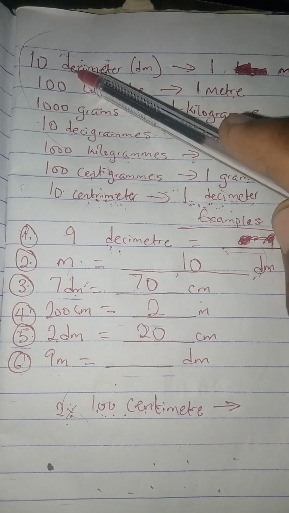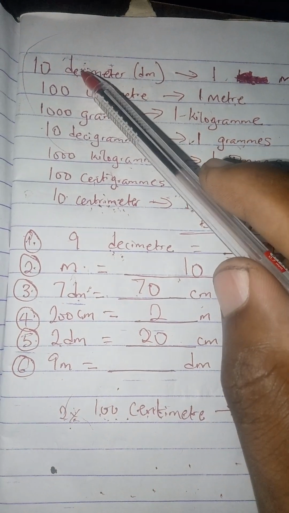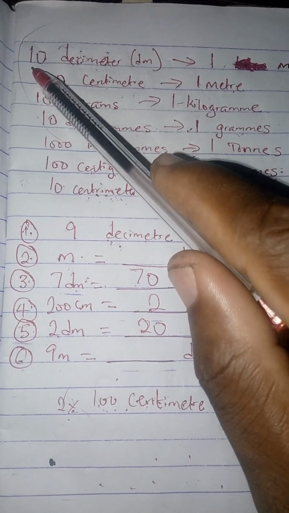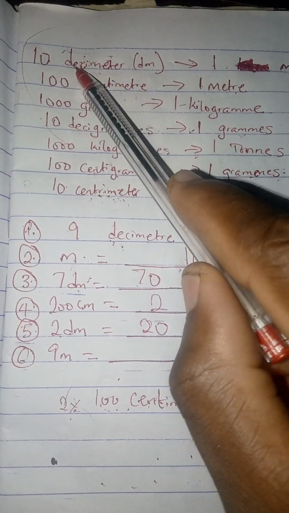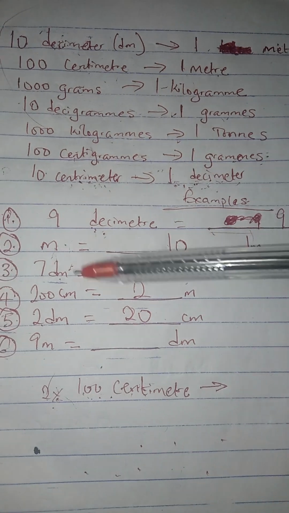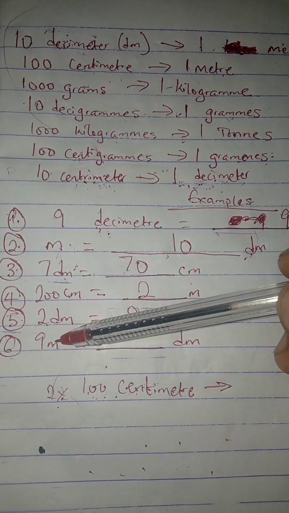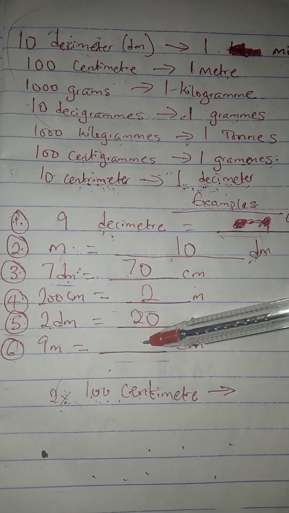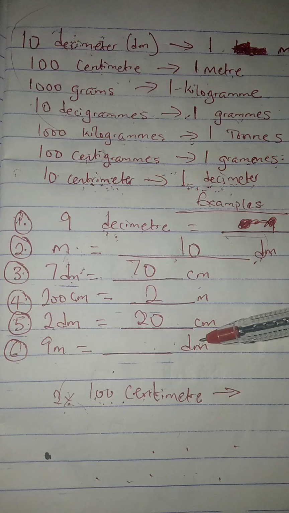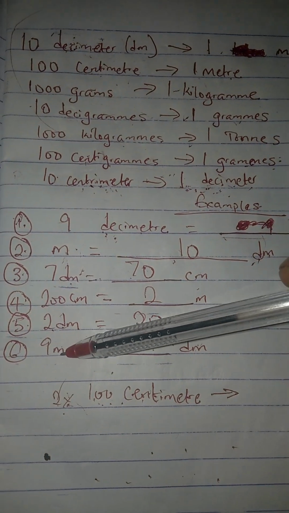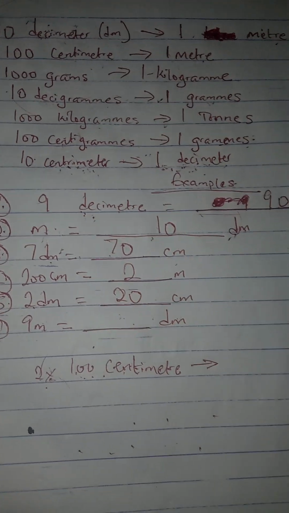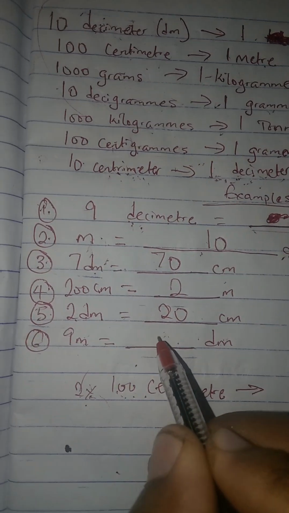This deci is actually telling you that for us to have this meter here, we must have 10 of this. This deci simply is telling us we must have 10. 10 decimeter equals to 1 meter. Now, for us to have 9 meters, since 10 decimeter gives us 1 meter, therefore 9 meters is actually 9 times 10, which will give us 90 decimeter.